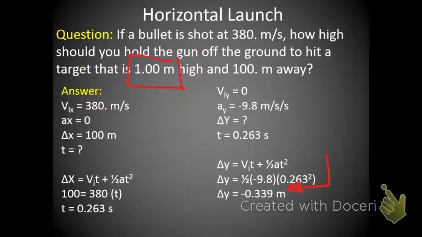So now I'm going to put that together with the fact that the target is a meter off the ground, and when I give my final answer, it will be 1.34 meters off the ground. Again, that's the 1 meter that the target is off the ground, plus the amount that the bullet will drop over the course of those 100 meters.